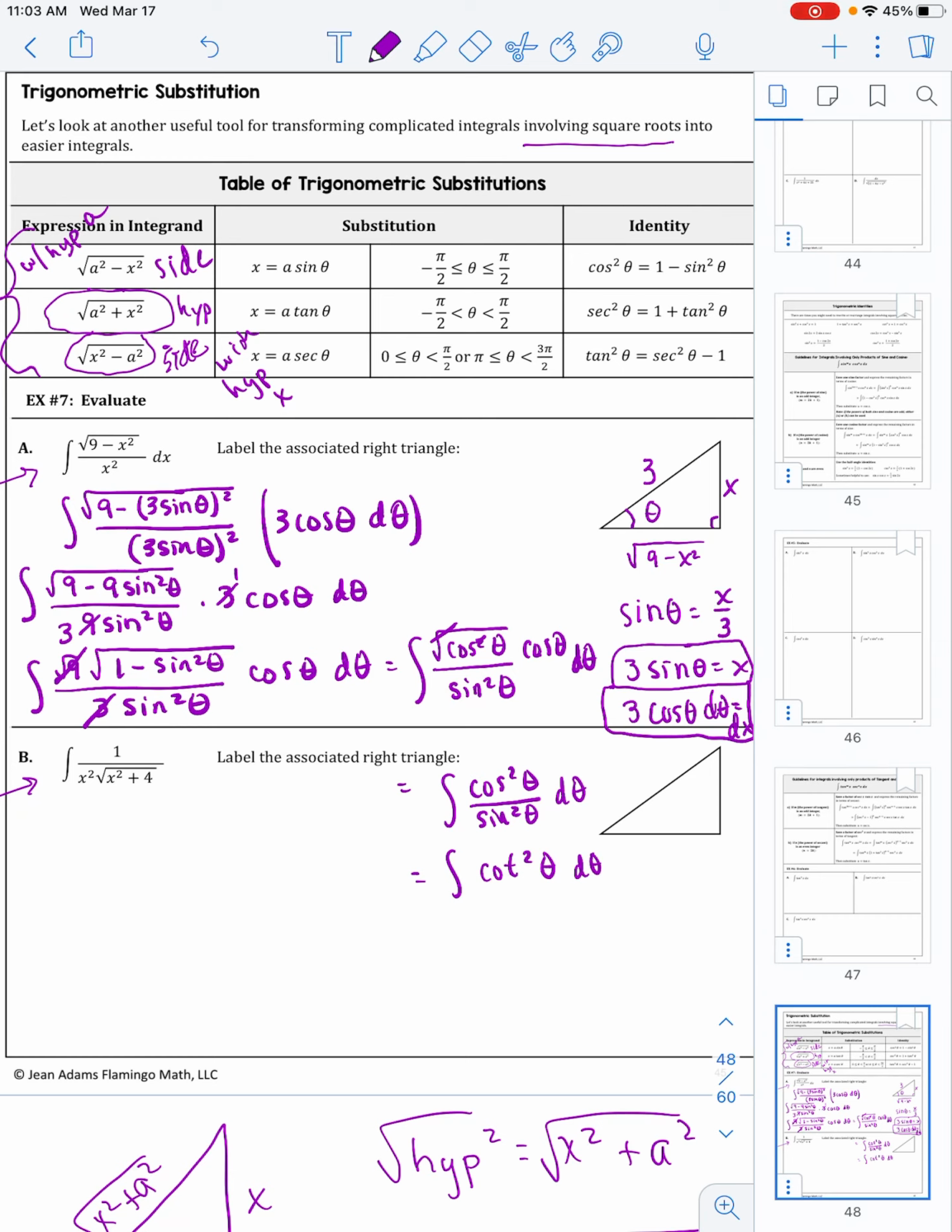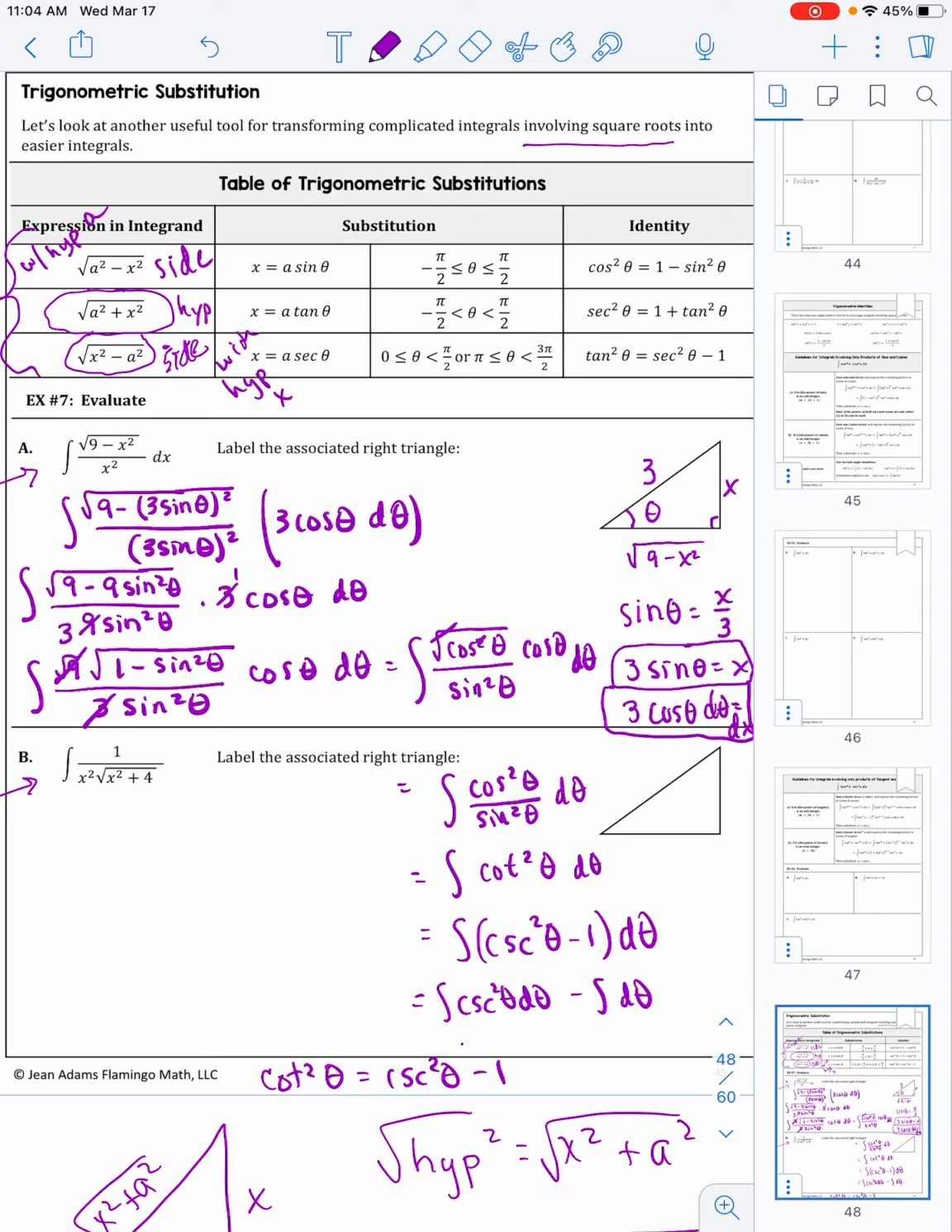Now, I don't have a derivative that is equal to cotangent squared, but I do know a trig identity that I could use. I know that cotangent squared theta is equivalent to cosecant squared theta minus 1. So I'm going to replace that with cosecant squared theta minus 1. And I do know a derivative that is cosecant squared theta. So let's go ahead and just separate these. The integral of cosecant squared theta d theta minus the integral of 1 d theta.